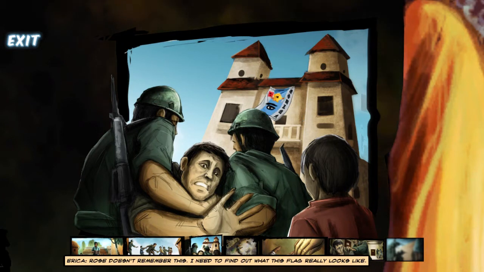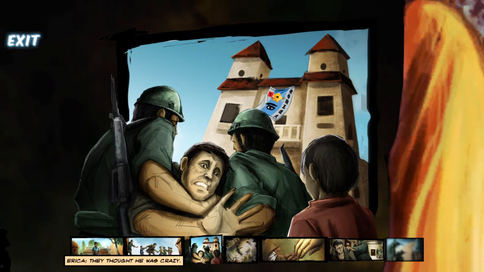Rose doesn't remember this. I need to find out what this flag really looks like. They thought he was crazy.